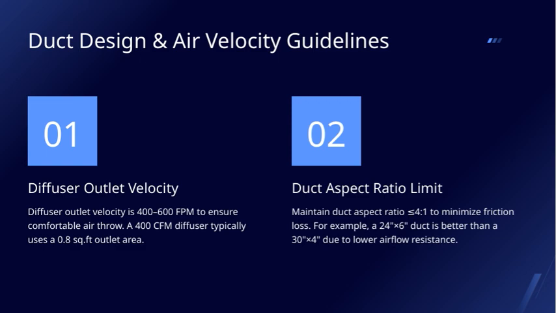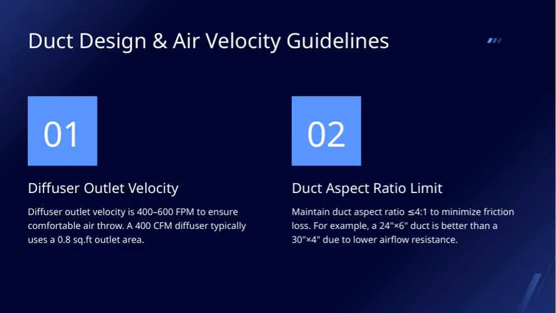Now, moving on to diffuser outlet velocity. This should typically be between 400 and 600 feet per minute. Why? Because this range ensures a comfortable air throw, which is essential for occupant comfort. For instance, a diffuser that handles about 400 CFM usually has an outlet area of around 0.8 square feet. Maintaining these parameters helps us deliver proper airflow while avoiding drafts or noise. In summary, paying attention to duct aspect ratios and diffuser velocities helps us design systems that are both efficient and comfortable for users.